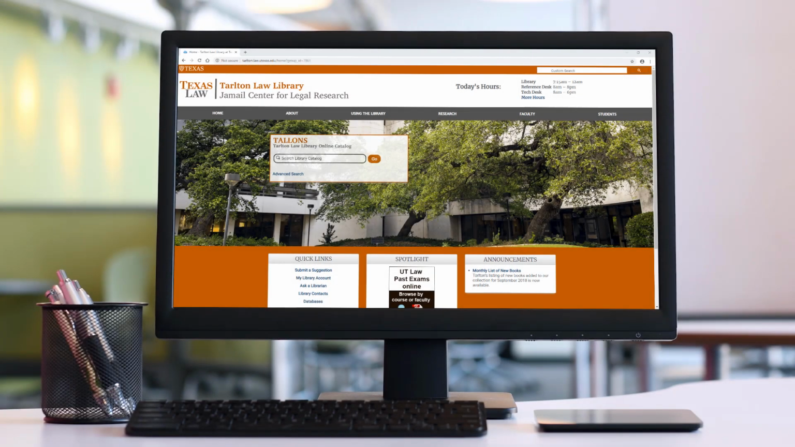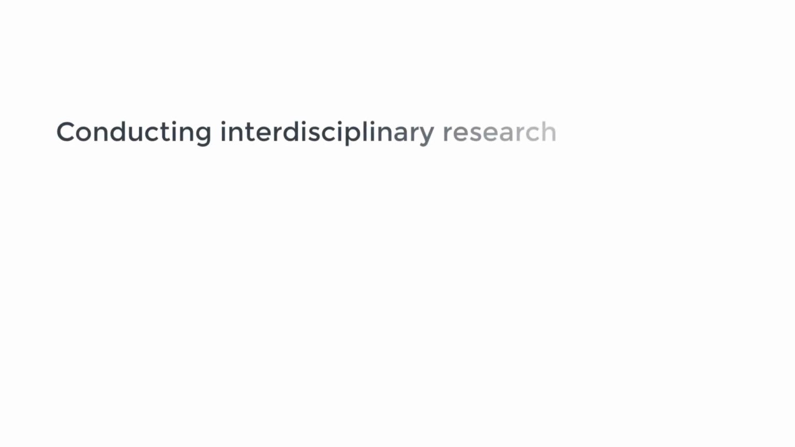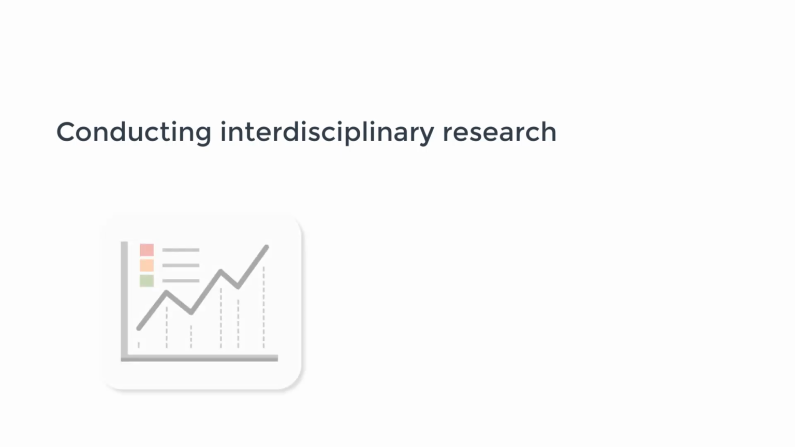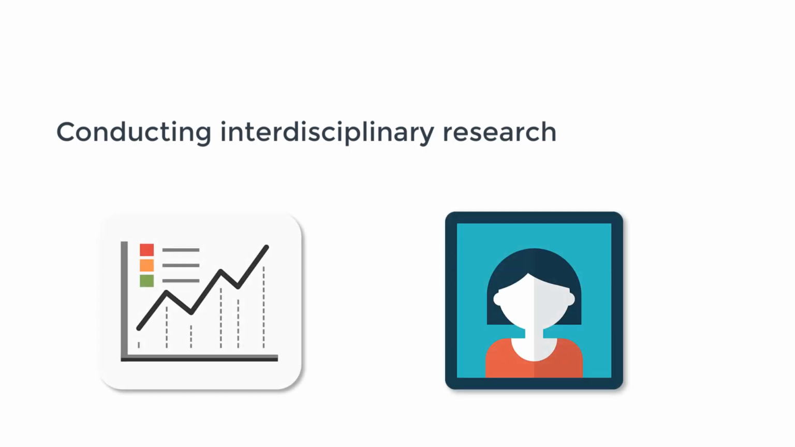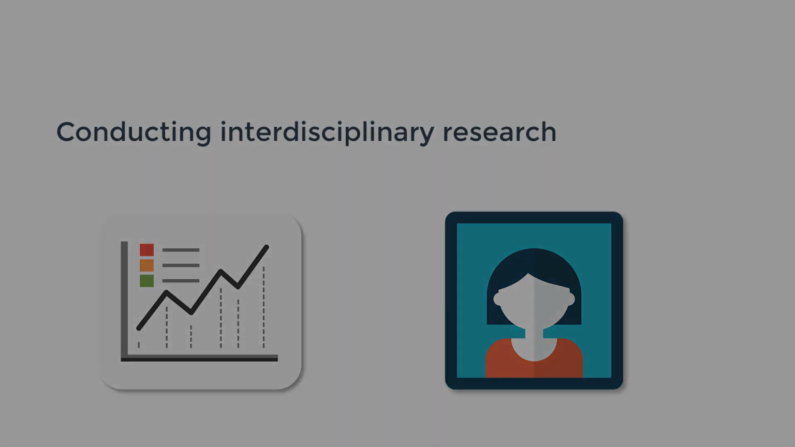This is the fourth video in the Tarleton Law Library series of Faculty Research Assistant training videos. In this video, we will focus on conducting interdisciplinary research. Your faculty member may need you to find scholarship or materials that are not necessarily legal materials, for example, articles in economics or psychology.